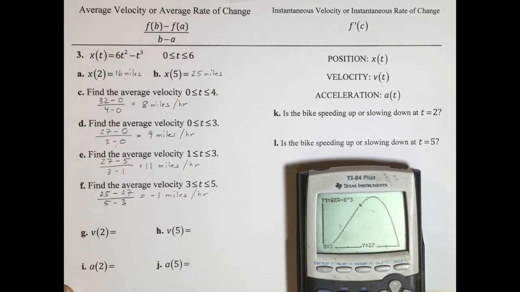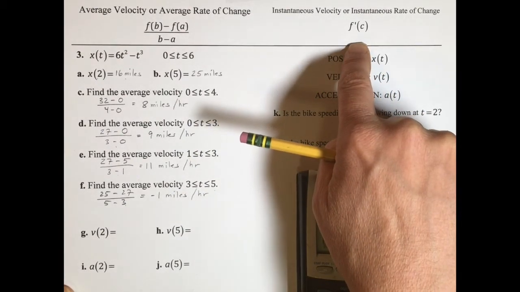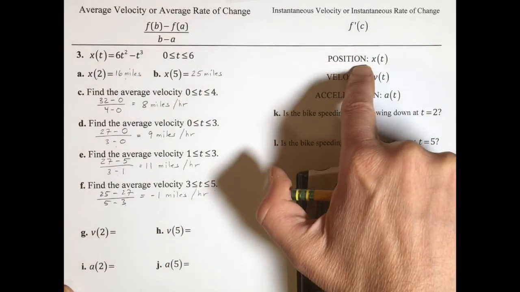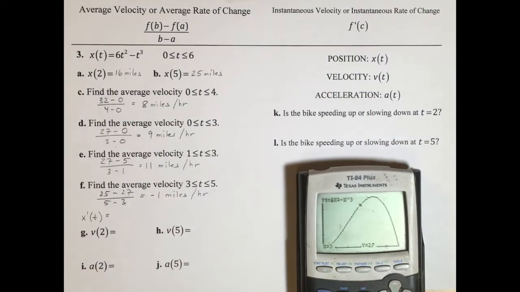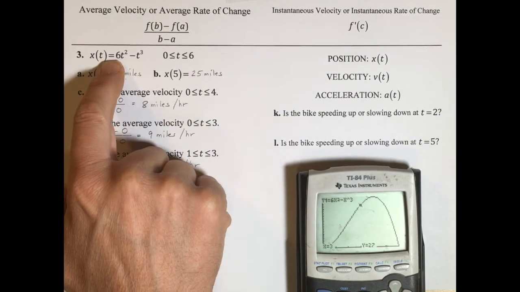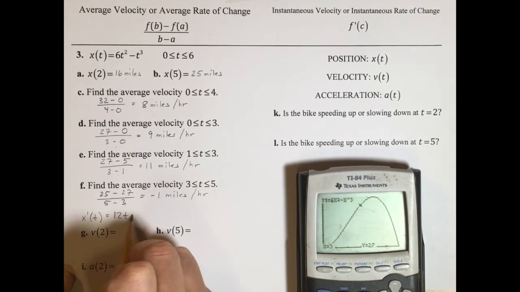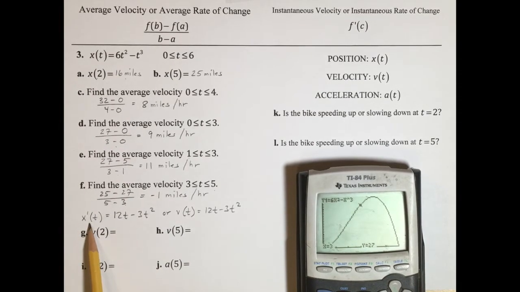But in calculus, we can calculate something known as an instantaneous velocity or instantaneous rate of change. And to do that, we need to determine a derivative. The derivative of the position function x of t is the velocity function v of t. Let me determine the derivative of x of t. I'm going to say x prime of t is 12t minus 3t squared. I can either call this x prime of t or I can call it v of t, the velocity function.